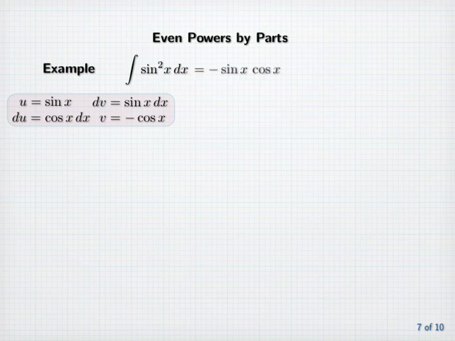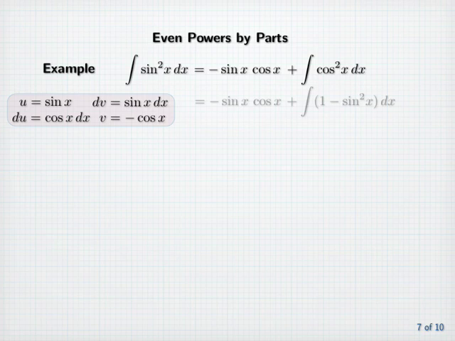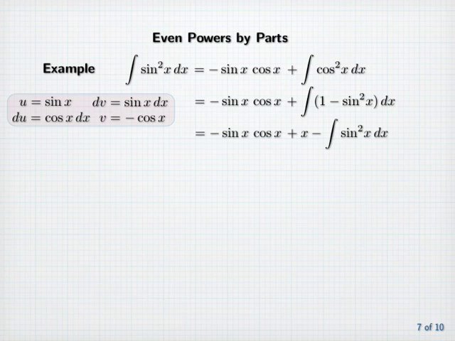And now uv is minus sine x times cosine x, and v times du is minus cosine squared x dx. So we have minus the integral of minus cosine squared x dx. Now let's rewrite cosine squared x as 1 minus sine squared x. Now we can break that integral into two pieces. We have the integral of dx, which gives us an x, and then minus the integral of sine squared x dx.